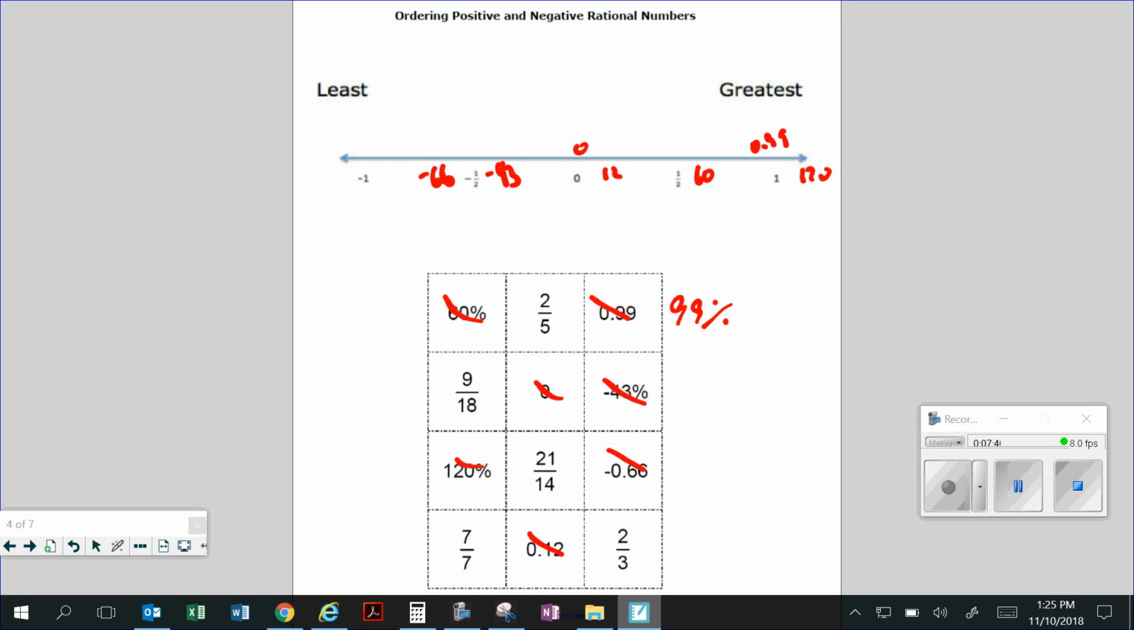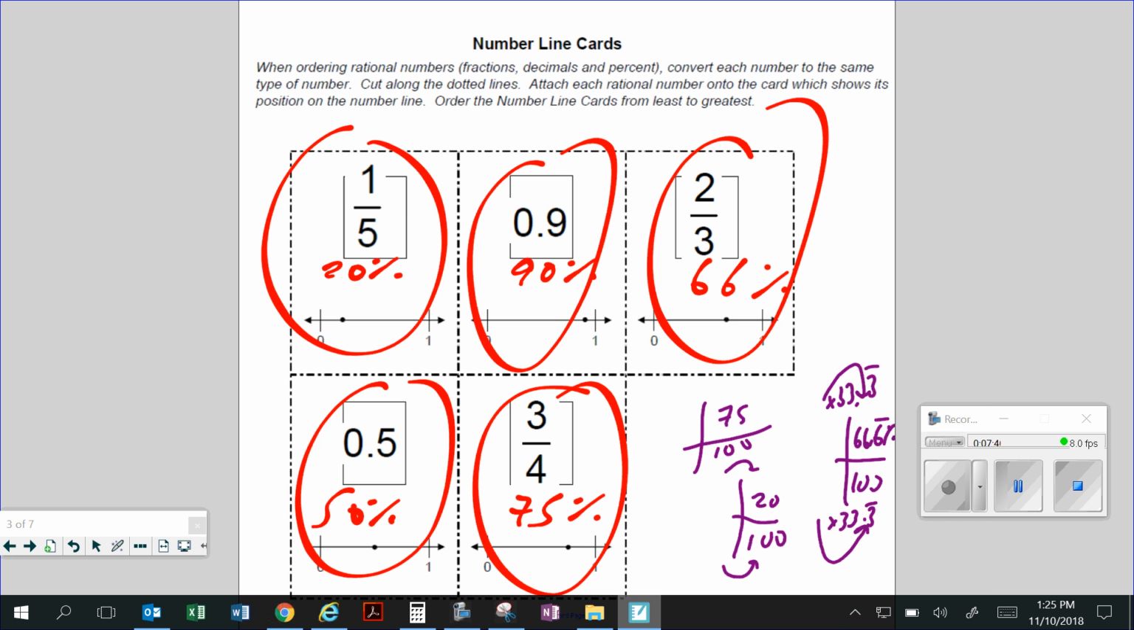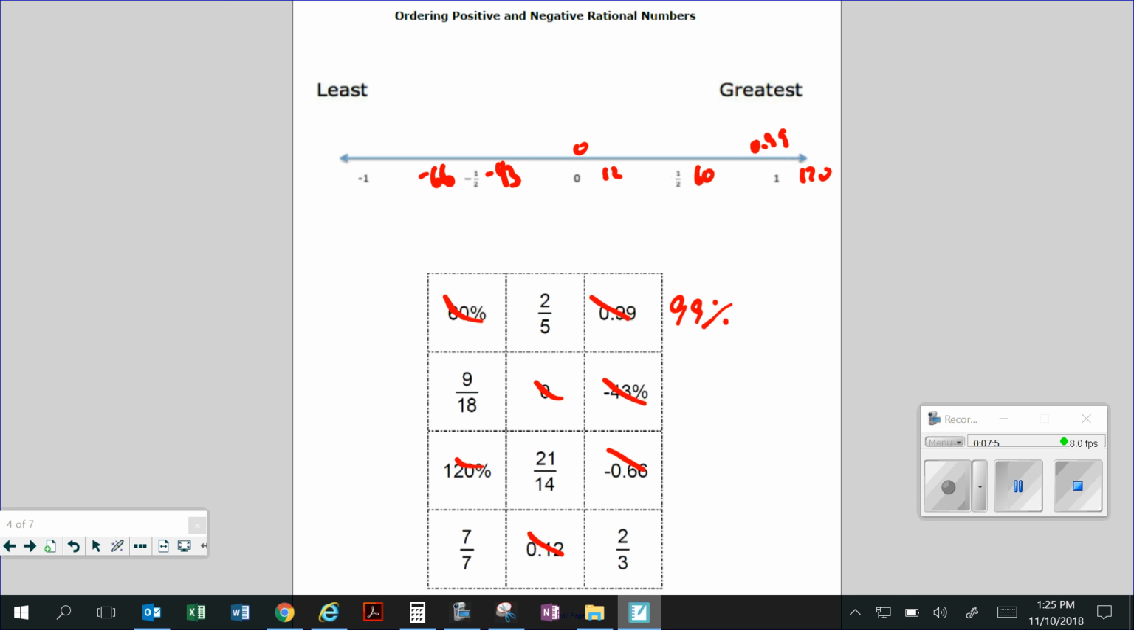And now we're left with fractions. Oh, I did this on purpose. Oh, wait, we just did 2/3, I believe. That was from our last screen right here. 2/3, you times it by 33, so it's 66%. So 2/3 would go right here, a little past 60%. 2/5. How do you build a fifth to 100%? Times 20. That's 40%. That goes right here.